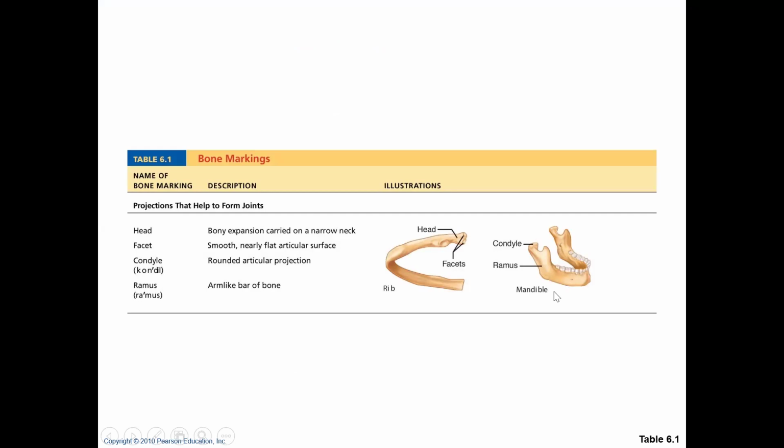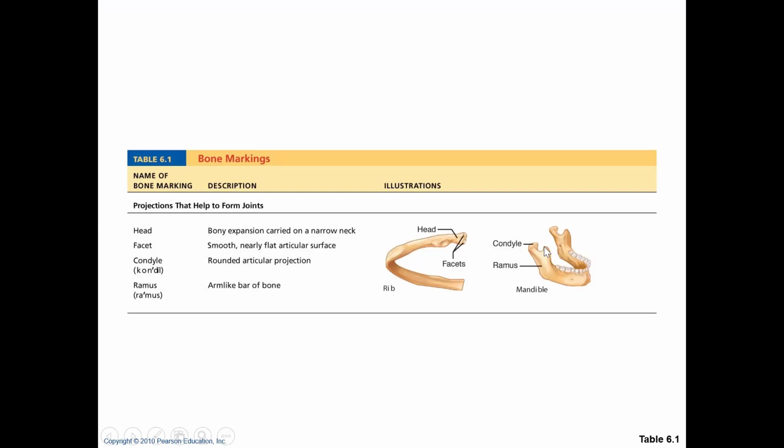This is a bone called the mandible, and the ramus. It's kind of like an arm-like projection. Try to imagine this as your upper arm. Here's your forearm. That's the ramus portion of the mandible. Condyles, somewhat round in this case, yet it's going to meet with the upper part of the skull. So that's referred to as a condyle.